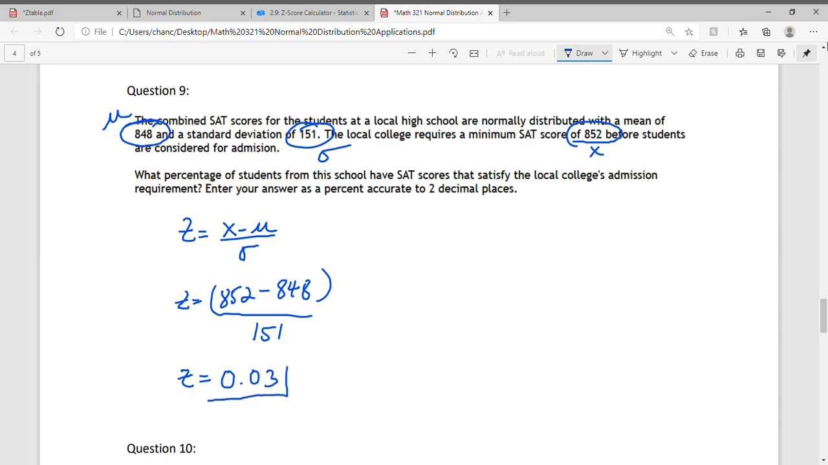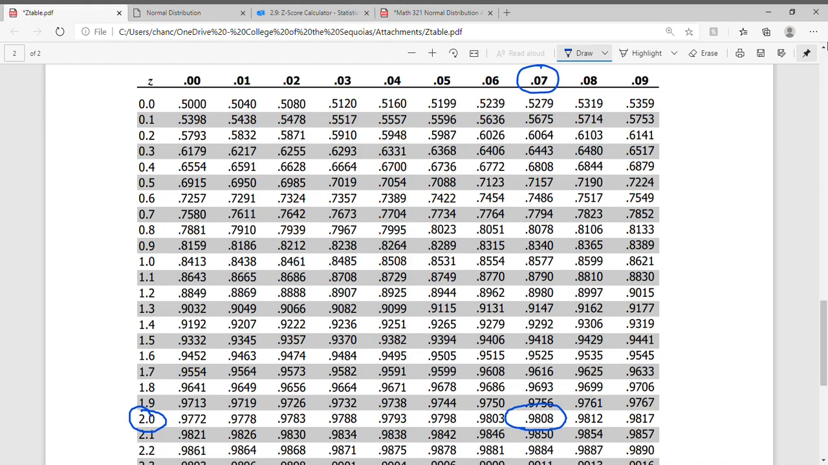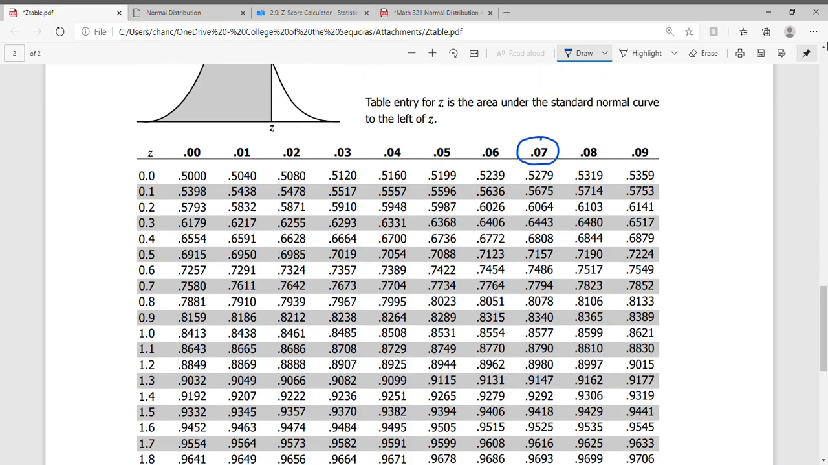0.03. Now I want to find the probability that somebody's z-score is greater than 0.03. So we want to find the area to the right because we won't accept anybody who scores less than a z-score of 0.03. So let's go to our z table and find the area that's the closest to 0.03. We have 0.00 and then 0.03. So the area is 0.5120.